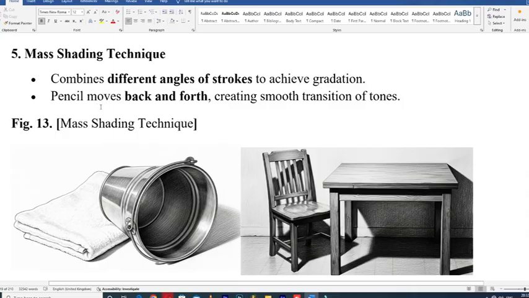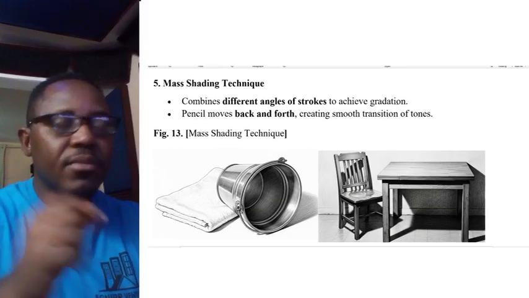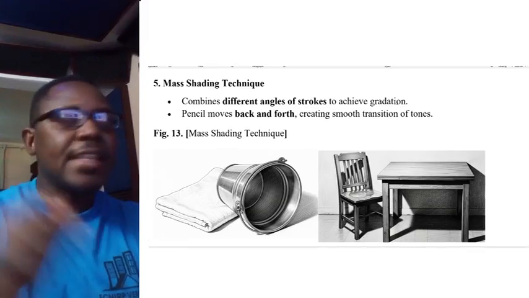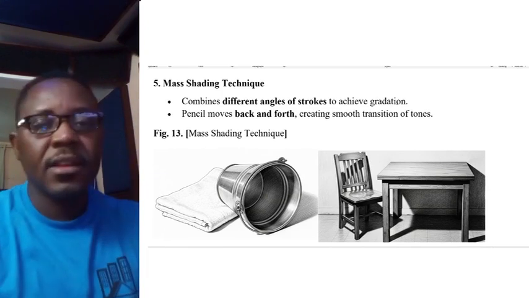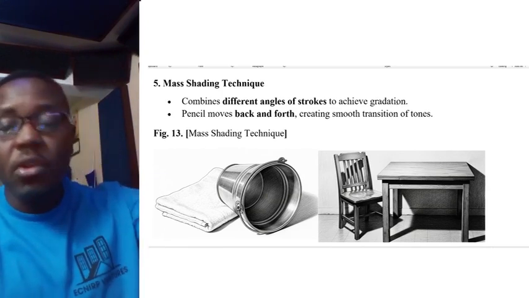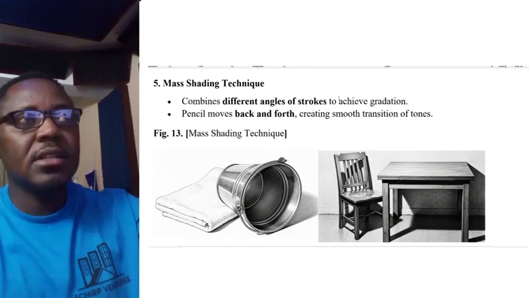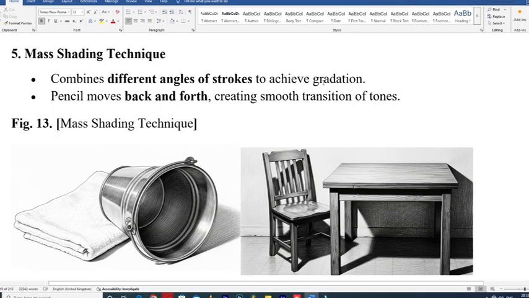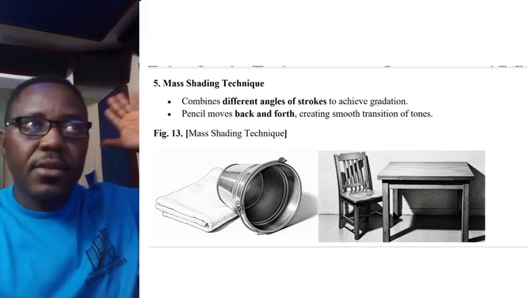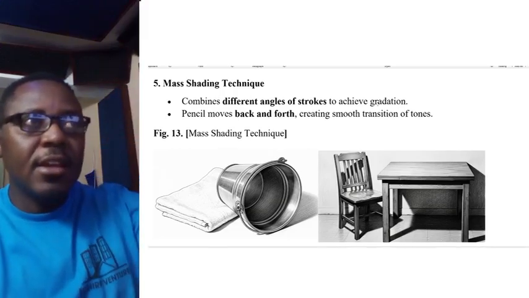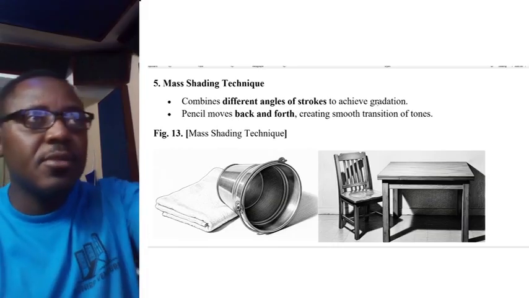This is where mass shading is done. Mass shading combines different angles of stroke to achieve gradation. The strokes just come up and down like that, and then they form this nice thing. Mostly I use this technique most times in my works. Are you getting it? And these are some of the works we did when I was at the tertiary level. Okay? So don't be scared. You can start now and then you develop to this level. Okay?